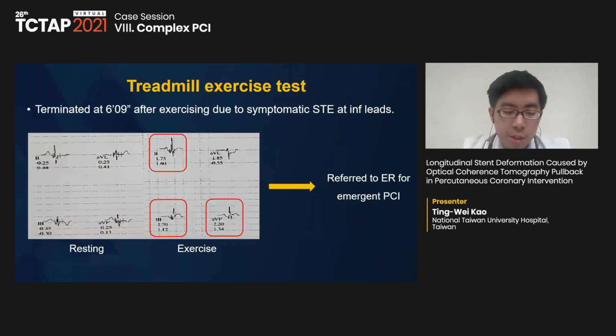days later, the patient underwent a treadmill exercise test, which was terminated at 6 minutes due to the onset of symptomatic ST elevation at the inferior leads. Emergent PCI was thus initiated.